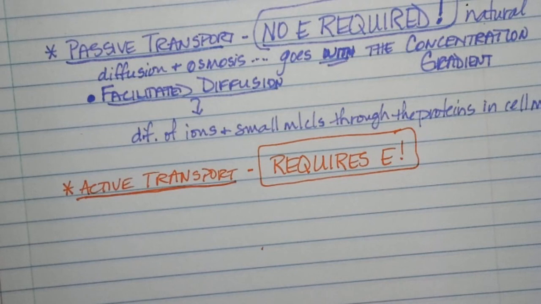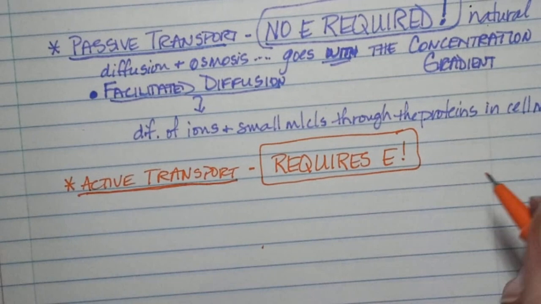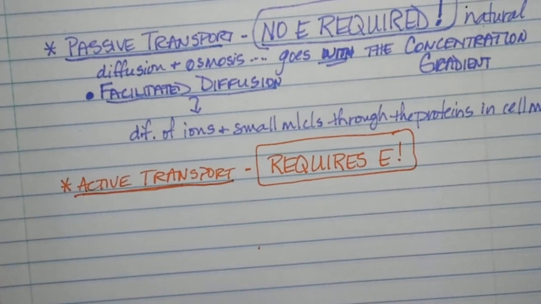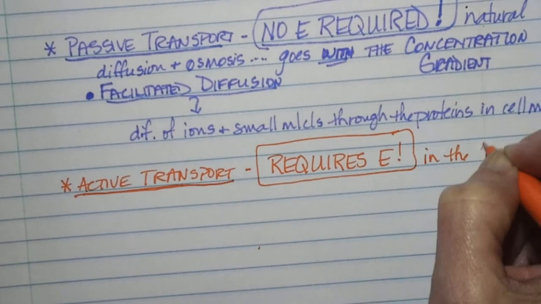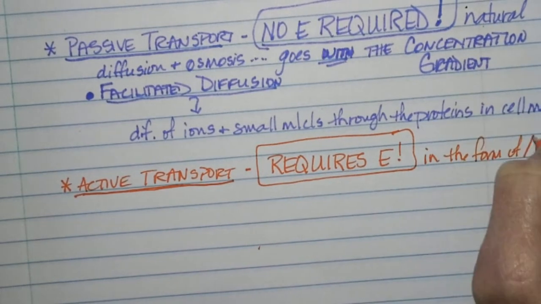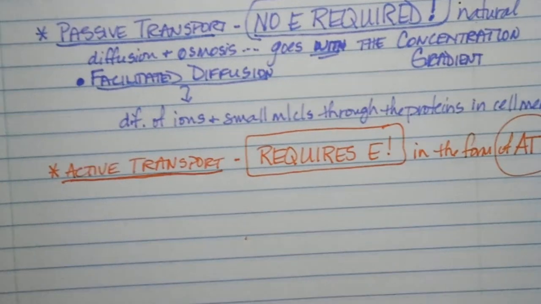Okay, so when we have active transport, it's going to require energy. And what is that high energy molecule of the body called? What molecule is that called? ATP. Now, when we have active transport, this is the movement of the molecules against the concentration gradient.